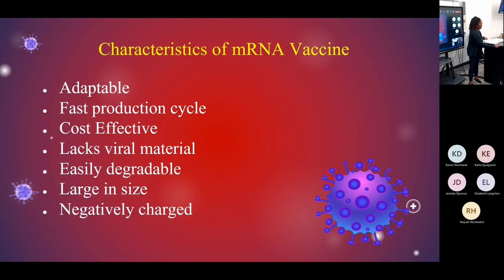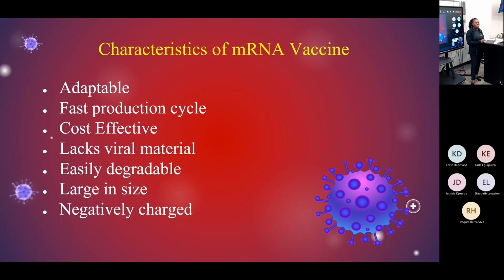All right, so let's talk about some characteristics of the mRNA vaccine. We'll talk about both positive and negative aspects. So on the positive side, it's adaptable. So it allows for quick updates, especially as new variants emerge. It also has a fast production cycle and it's cost effective. So because there is no need to culture cells or any kind of culture mediums, the production cycle is cut down and it allows for upscaling of the production cycle.